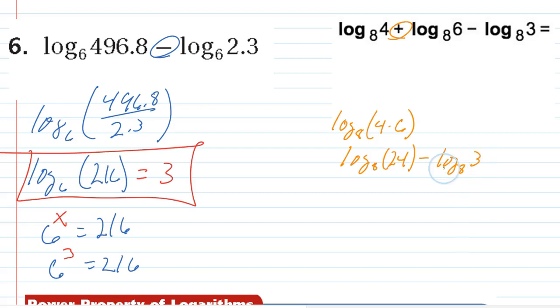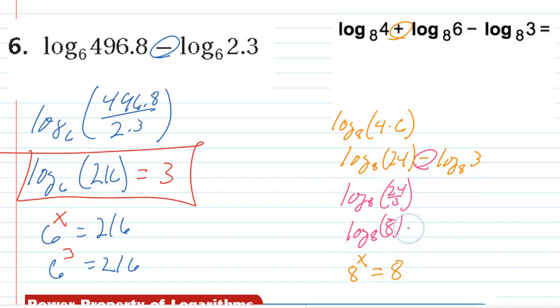So now we divide because of that subtraction sign. The subtraction sign tells us to divide. Well, 24 divided by 3 is 8. Then you ask yourself, 8 to what power is equal to 8? Well, I hope you see quite easily that 8 to the power of 1 is 8. So our answer is 1.